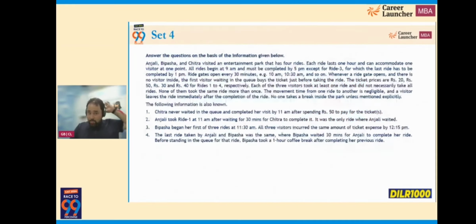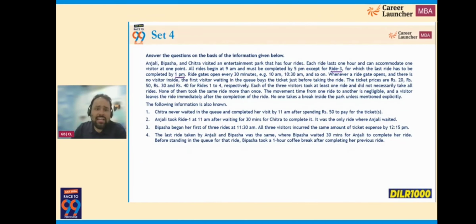We said we'll solve. So let's have a look at set number 4. ABC is an entertainment park that has 4 rides. Each ride lasts 1 hour and takes 1 visitor at a time. All rides begin at 9 AM and complete at 5 PM, except for ride 3, for which the last ride has to be completed by 1.